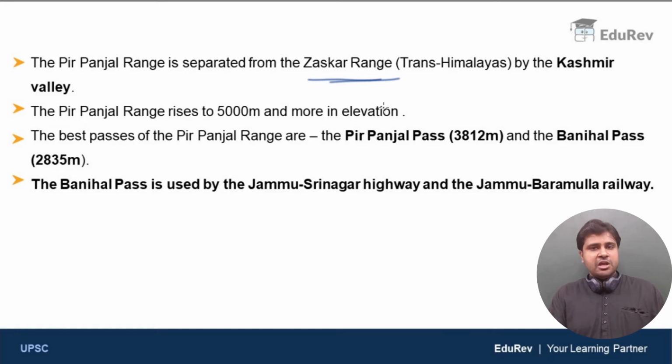And Pir Panjal Range rises to 5,000 meter and more in elevation. It means Pir Panjal Range is the highest mountain range within the Middle Himalayas. Now the best passes of Pir Panjal Range are the Pir Panjal Pass and the Banihal Pass. Now these names are important, guys, because you are getting questions about mountain passes in prelims. So please don't take this lightly. Now we are discussing the mountain passes of Pir Panjal Range.